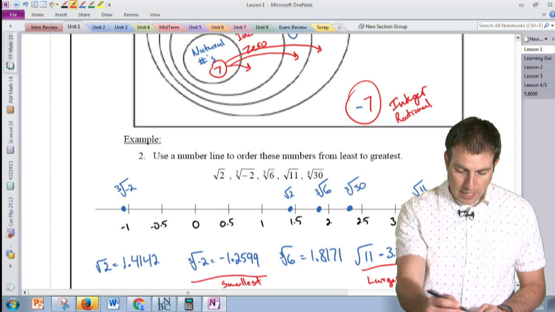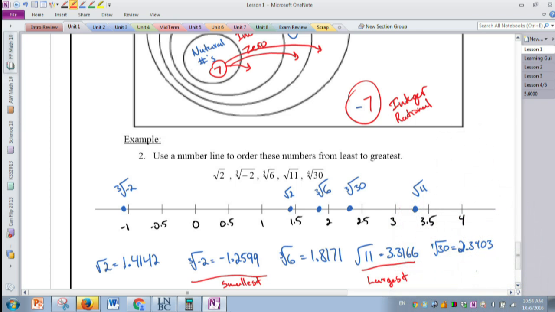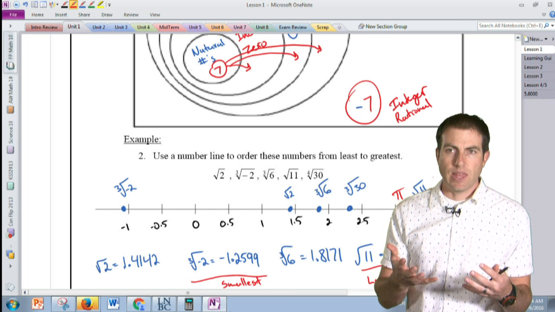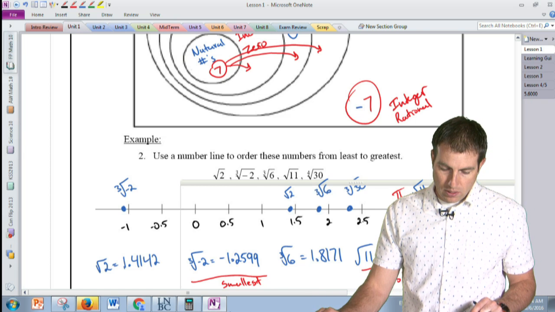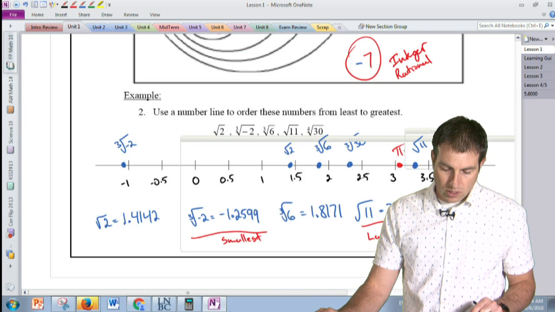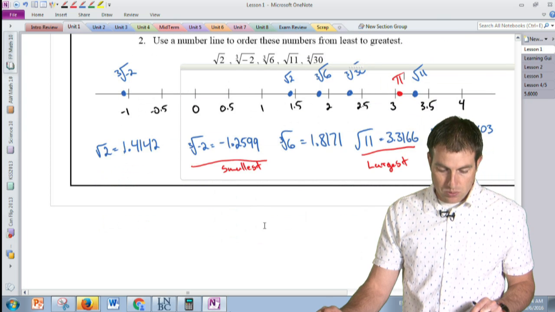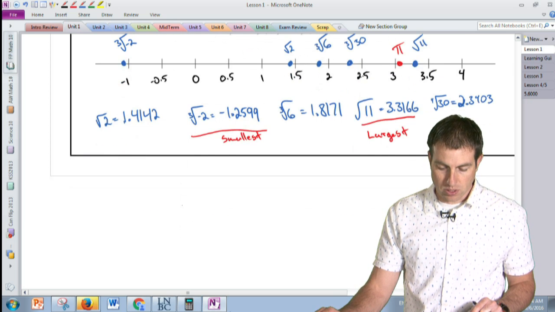If I wanted to put pi, I'd find 3.1, which is going to be about here. I could put pi there. It's fine. There's nothing wrong with that. It's an approximation. That's about where it's going to go. That's the idea here. So there you go. Exact values, approximations, irrational numbers.